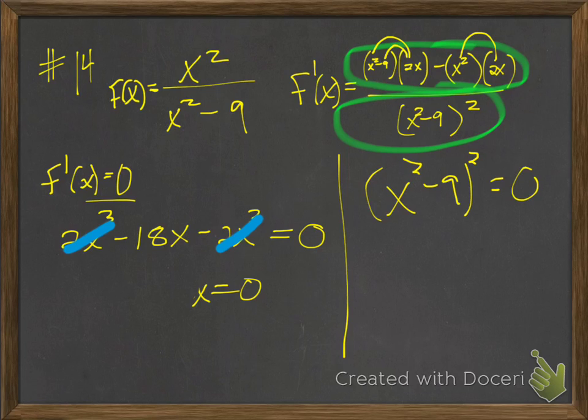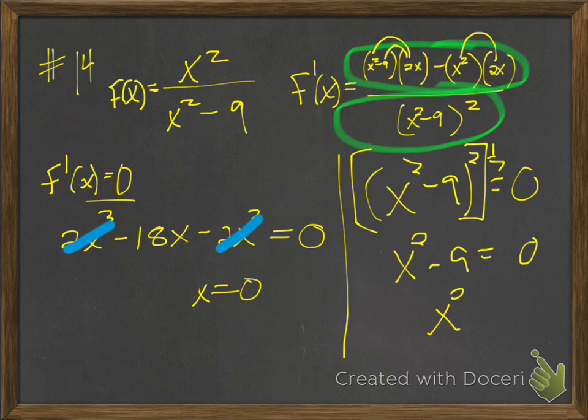And if that's going to be equal to 0, we can take the square root of both sides. We can take the half power of both sides and get rid of this squared. That's a good algebraic technique. And if you do it to the 0 over here, which we have to do, it'll make that still 0. So we're dealing with x squared minus 9 needs to be 0. And if you add 9 to both sides, you get x squared equals 9. And if you square root, you get plus or minus 3. Those are our critical values.